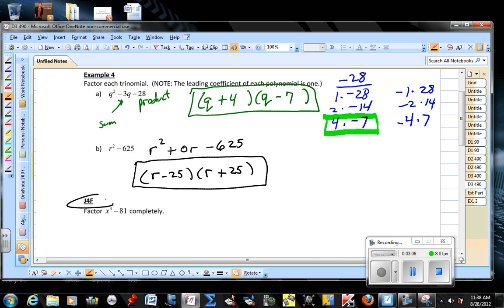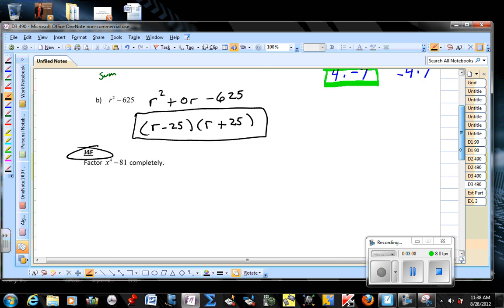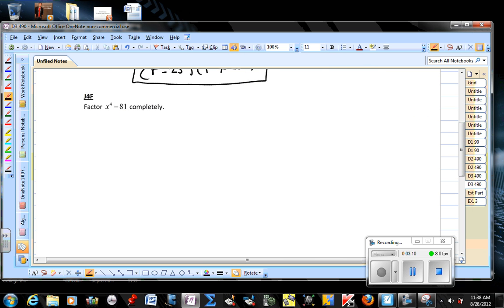Last but not least, we've got the J4F problem, just for fun. A little challenge. It says factor x to the 4th power minus 81 completely. Well, let's see. What multiplies to make x to the 4th power? X squared times x squared. What multiplies to negative 81 but adds to that middle term 0? Well, positive 9 and negative 9, plus 9 and minus 9.